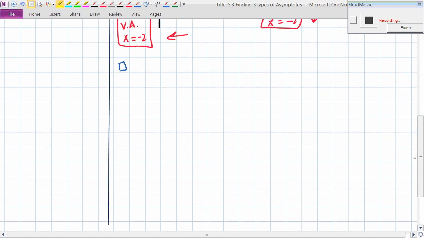All right. We're going to move on to how do you find horizontal asymptotes for a rational function? That's a pretty good guess.